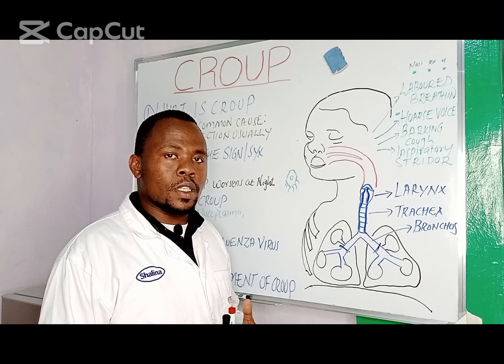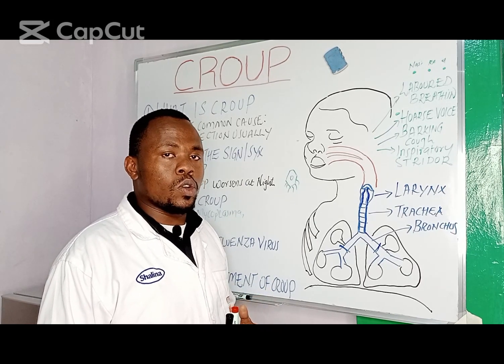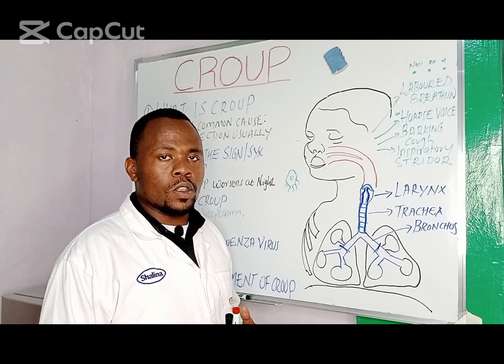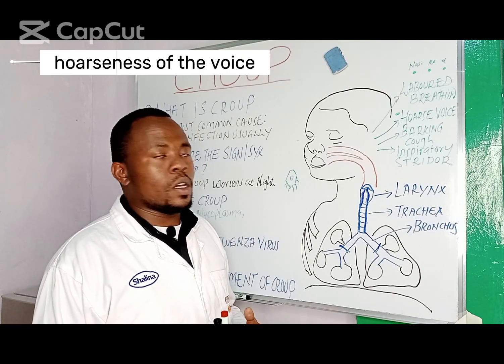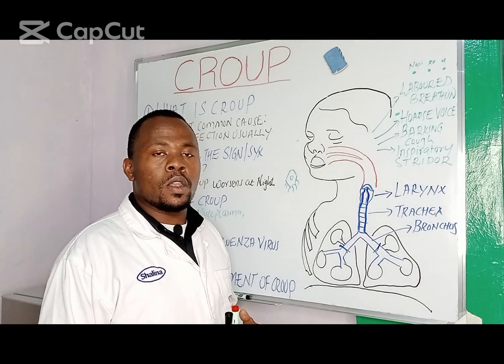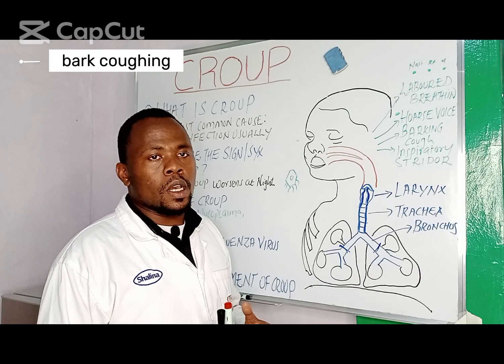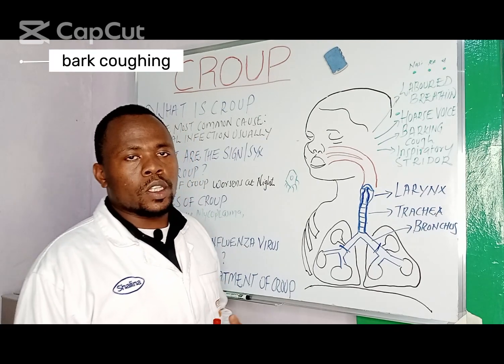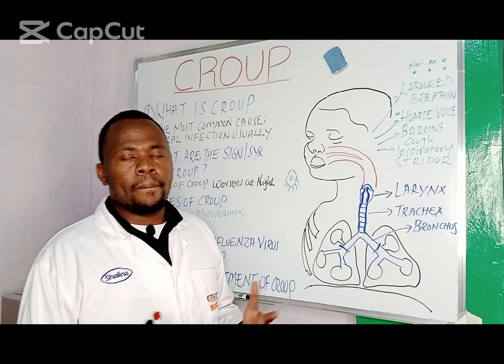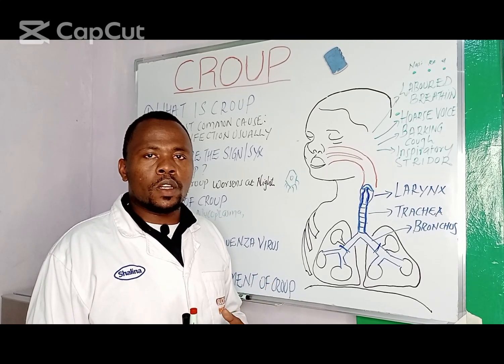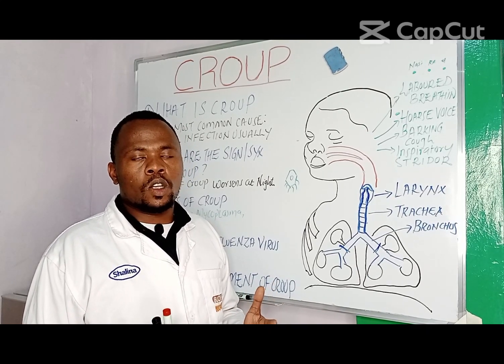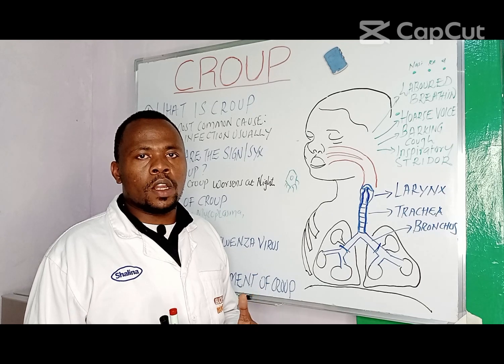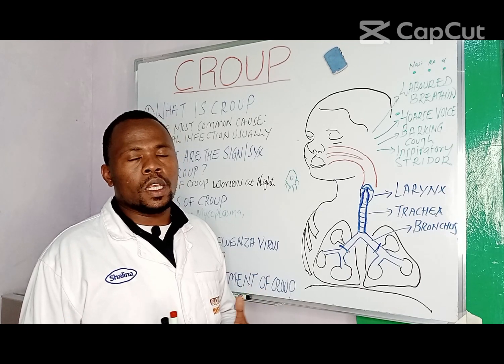These specific signs and symptoms of croup include: one, we have hoarseness of the voice. Number two, there is what we call barking cough. Your child will be coughing, and the cough will sound like the sound of a seal, or like a dog which is barking.